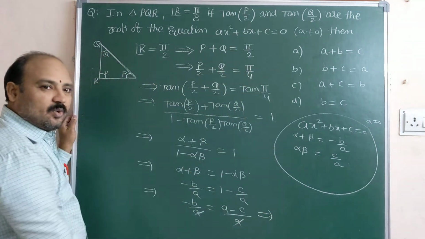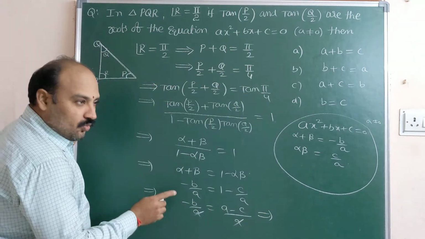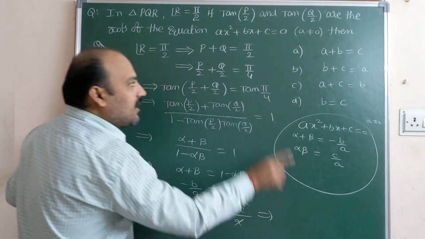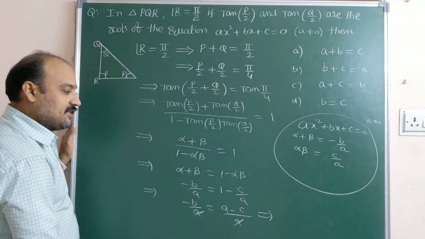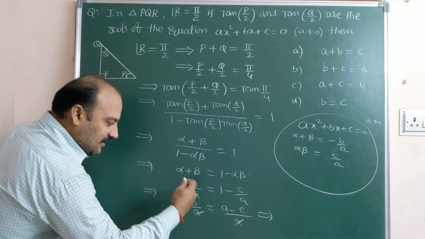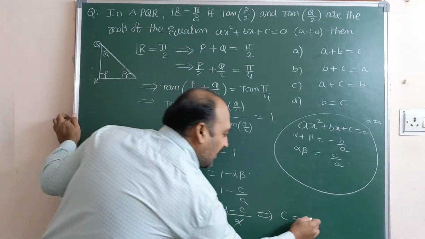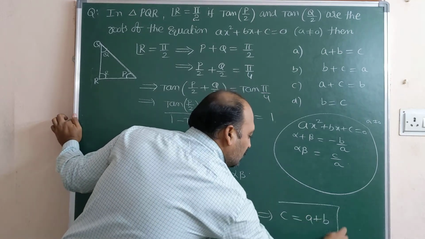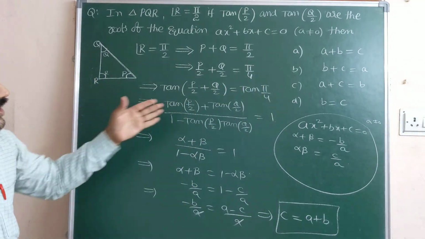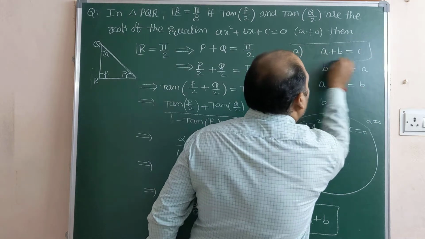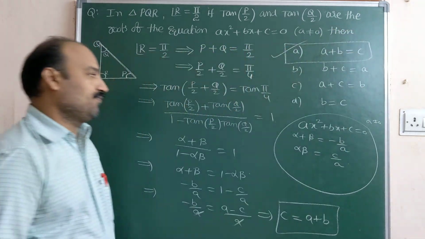Now among the options we will verify. A minus c relation is not there, but a plus c relation is there, a plus b relation is there. Minus c we can take this side, minus b we can take this side. So c is equal to minus b, I am taking this side, a plus b will come. So c is equal to a plus b. Is there no option? So it is there in the first option, dear students.